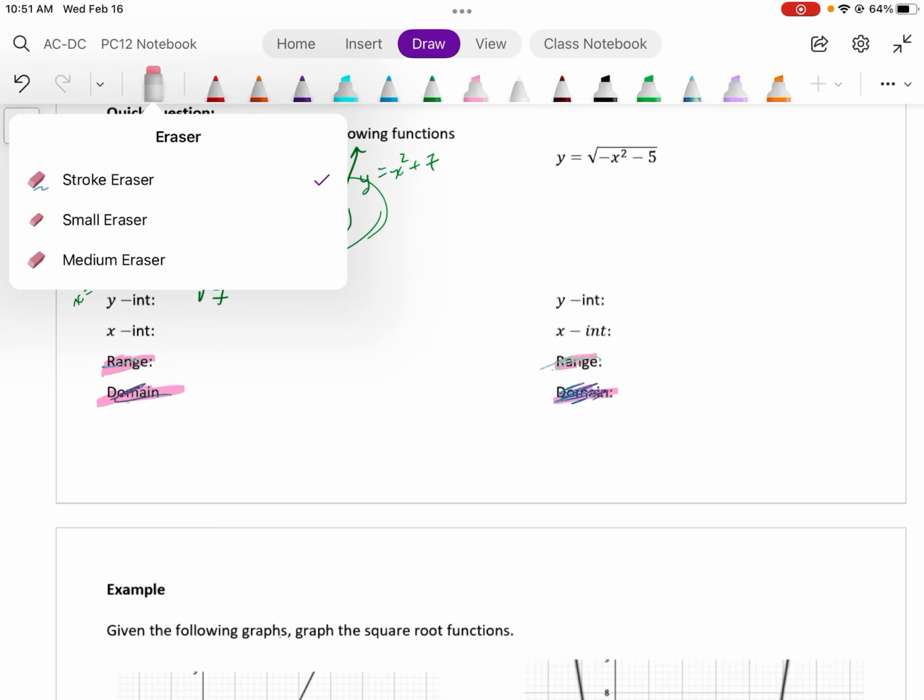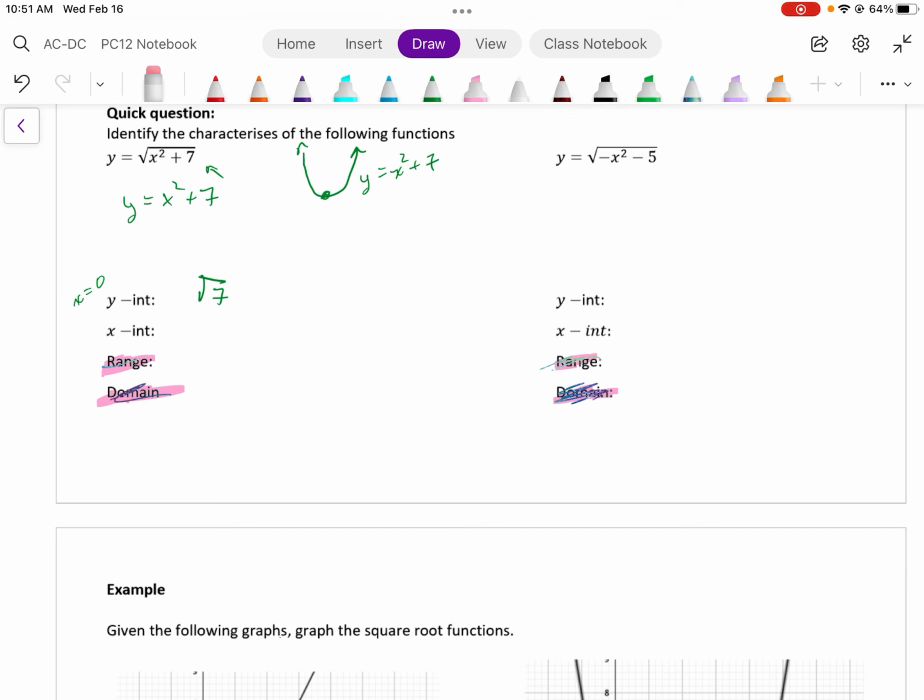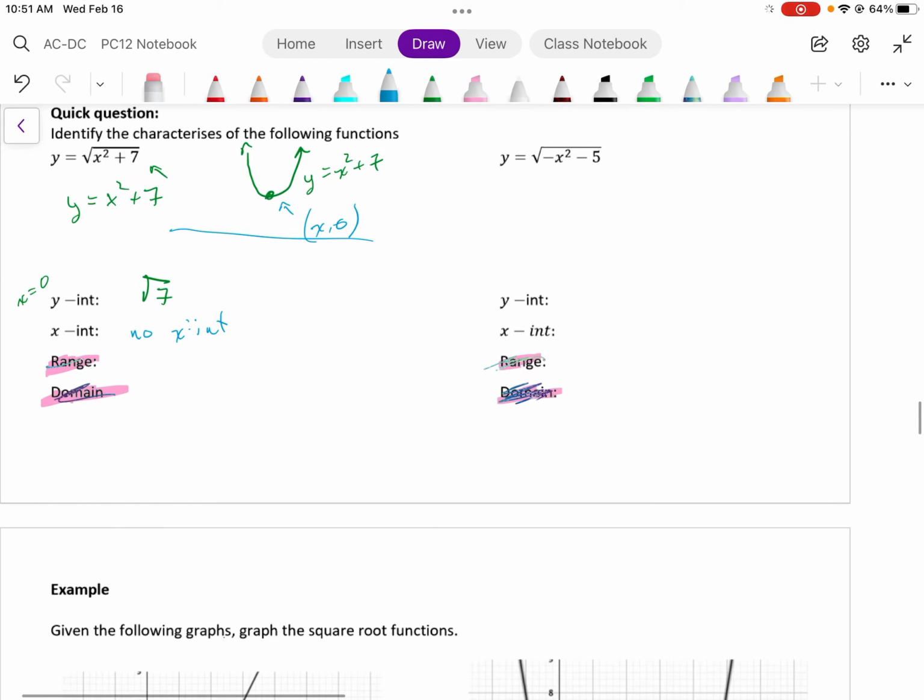My x-intercepts. Now this is an upward opening parabola. Did you know that my parabola is upward opening? It doesn't have any x-intercepts. So for instance, there are no points on here where the y value is 0. So this will have no x-intercepts as well. Weird, right?